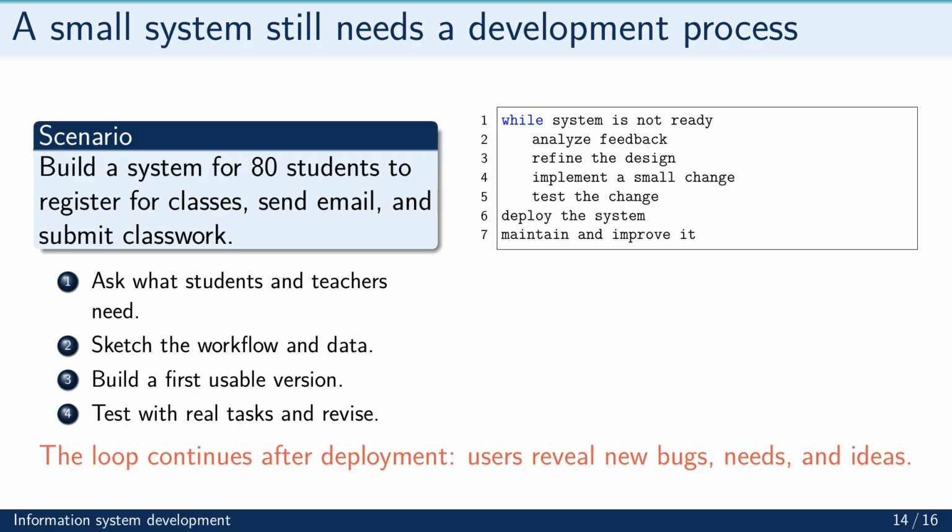The code shown on the slide represents the idea of a development loop rather than a complete program. A team analyzes feedback, refines the design, implements a small change, and tests the result. After deployment, the work continues because users discover bugs, misunderstandings, and new needs. Maintenance is not a sign that the original team failed. It is a normal part of building systems that operate in a changing environment.